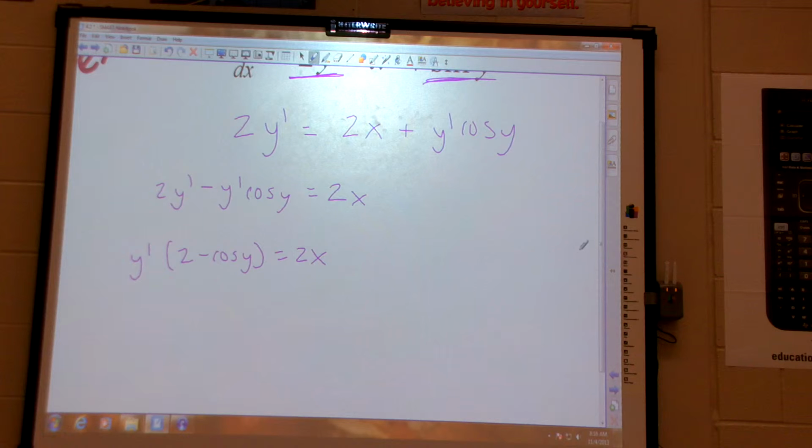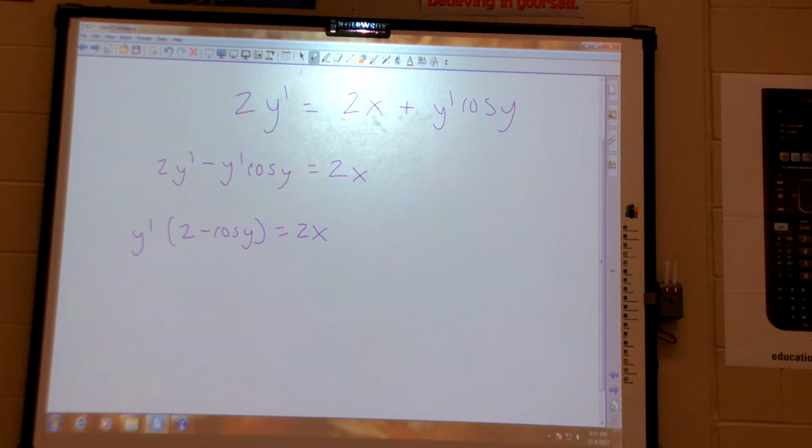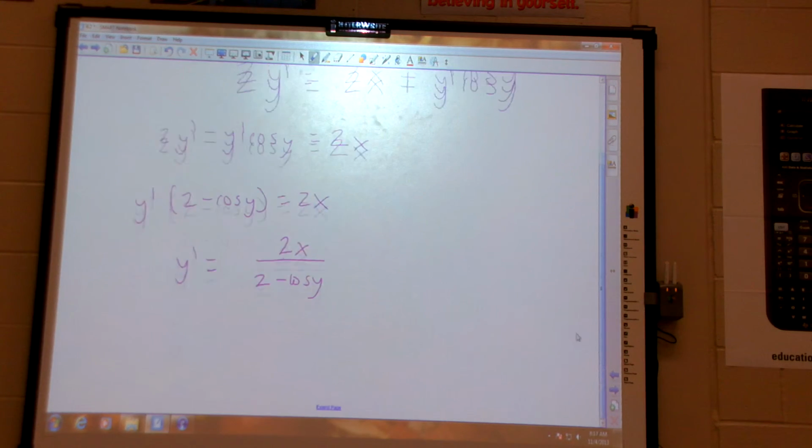And how do I get y prime by itself? Divide by all that junk. I have 2x over 2 minus cosine y. And you know they're not going to plug back in for y because you can't get y by itself, correct? So this is as good as it's going to get. Do I need to evaluate? Nope, that's it.